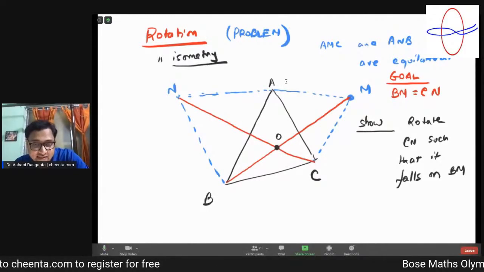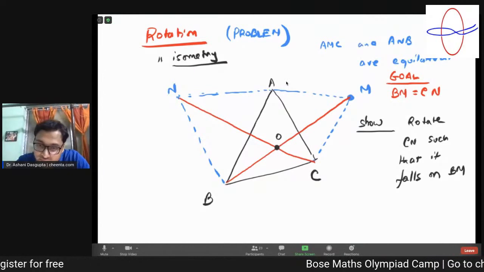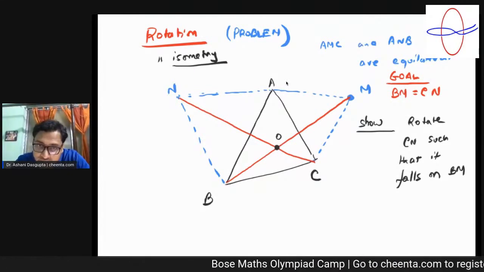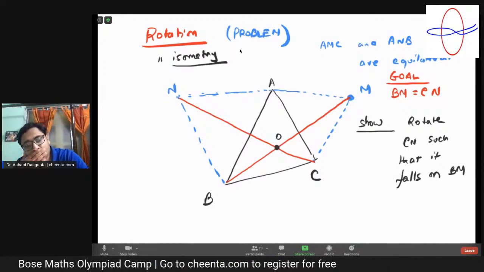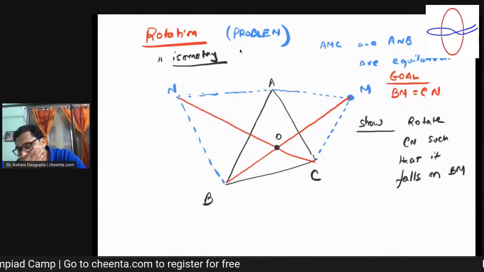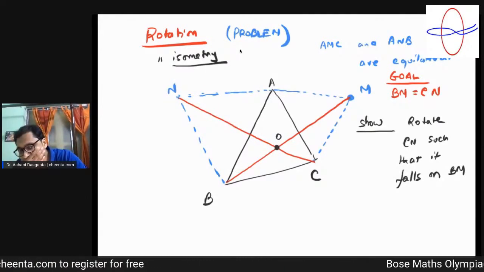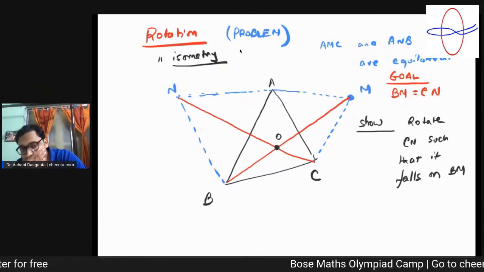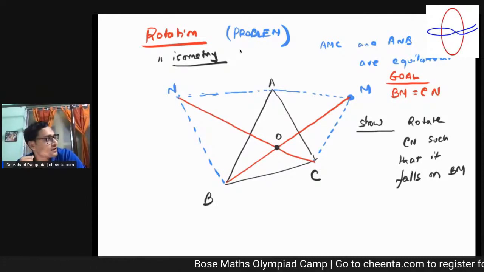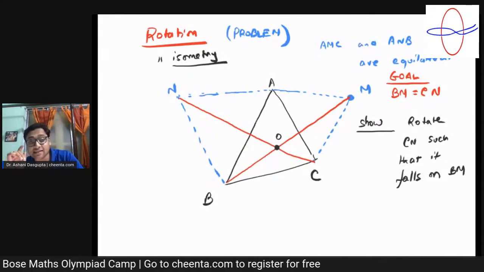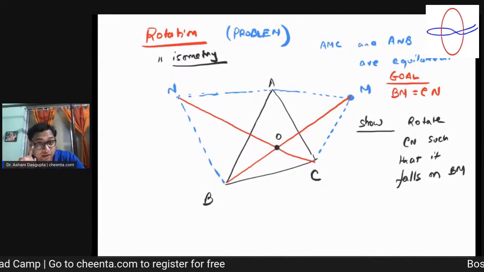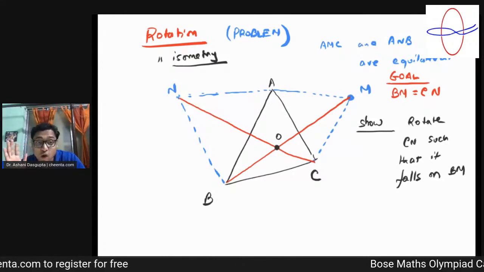Can't we superpose? Like, can't we just coincide M with C? If suppose M is the center of rotation, then we can bring M to C, right? And then we can bring B to M. So you have to be very careful about it. Center of rotation is the only point in the plane that does not move.